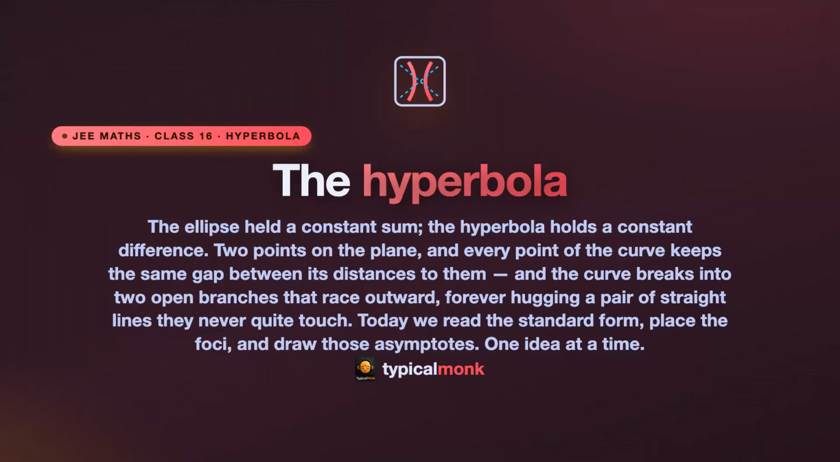This is class 16, the hyperbola. The ellipse held a constant sum. The hyperbola holds a constant difference. 2 points on the plane, and every point of the curve keeps the same gap between its distances to them. And the curve breaks into two open branches that rise outward, forever hugging a pair of straight lines they never quite touch. Today, we read the standard form, place the foci, and draw those asymptotes, one idea at a time.